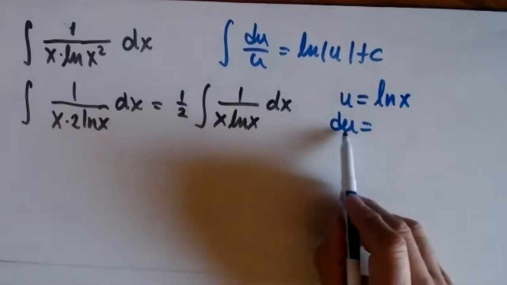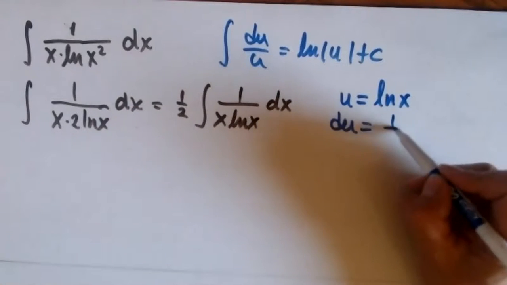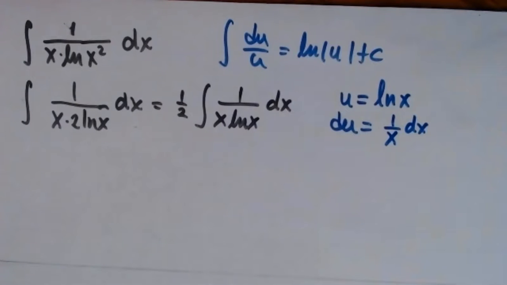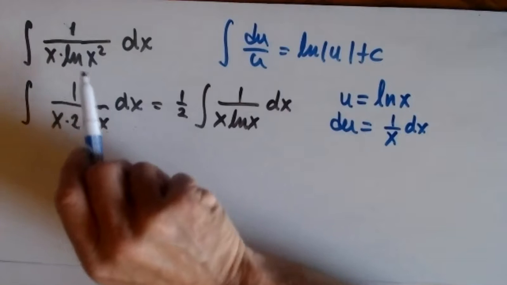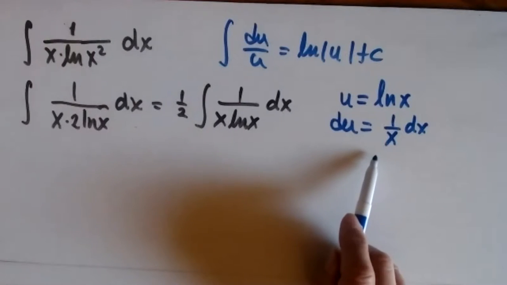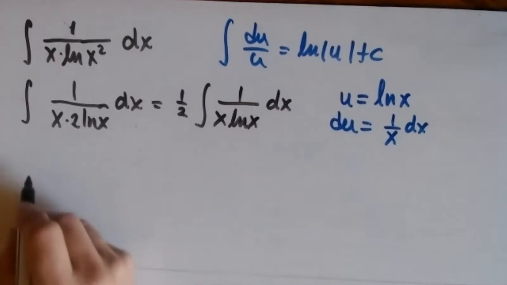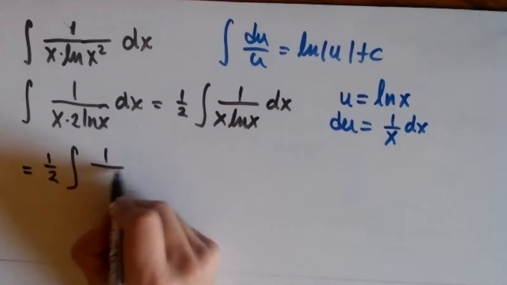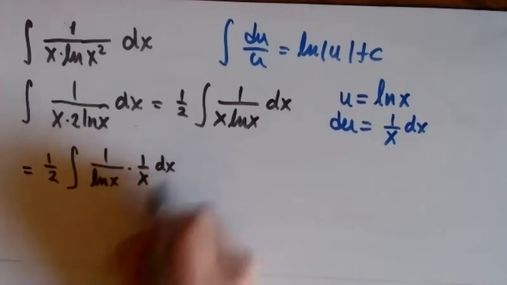Okay, what is the du? The du is the derivative of this. I know the derivative of this is 1 over x times dx. That's the differential. Now in my expression I have 1 over u, and 1 over x dx, so it's exactly what I have here. The only thing I have to do is group my expression conveniently. So this is 1/2 integral of 1 over ln x times 1 over x dx.